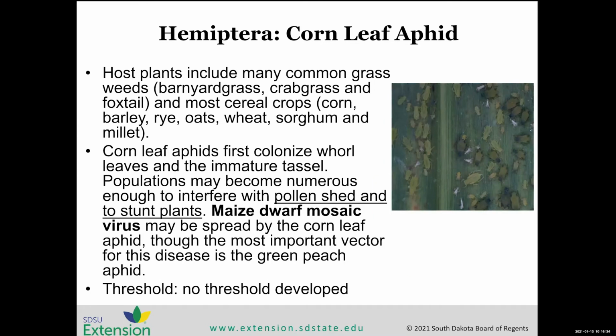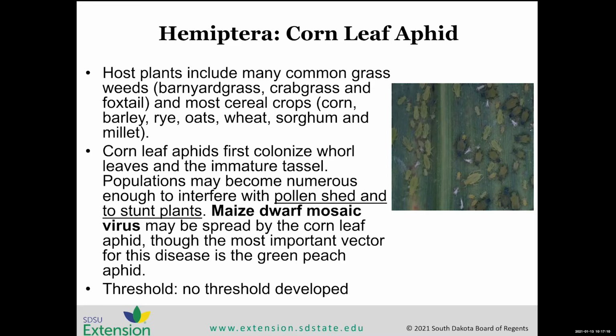So host plants of the cornleaf aphid, they have a lot. Many common grass weeds like barnyard grass, crabgrass, and foxtail. So if you do have a cornleaf aphid problem, you might want to do a burndown of your ditch. Or when you're scouting, always check the margin of your cornfield, because in most cases that's where they'll be found first, because they come off those ditch grasses. They also feed on most of your cereal crops: corn, barley, rye, oats, wheat, sorghum, and millet.